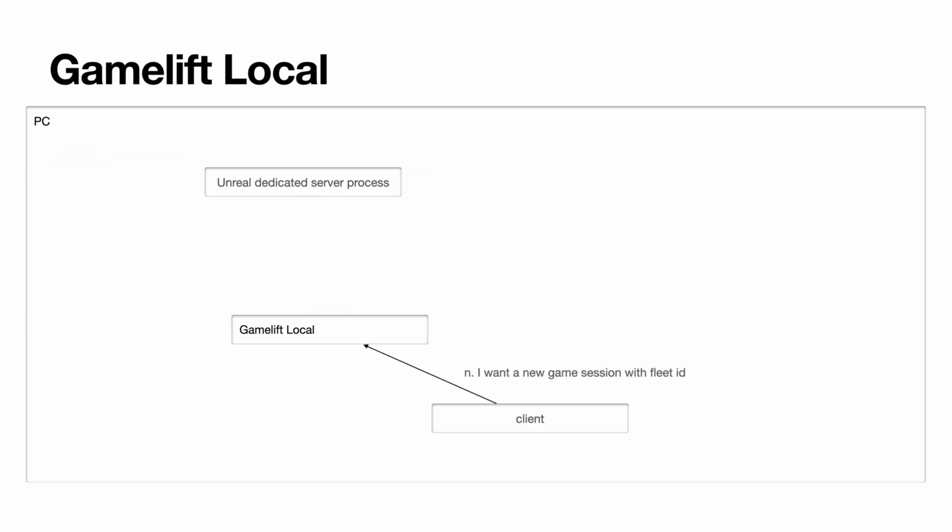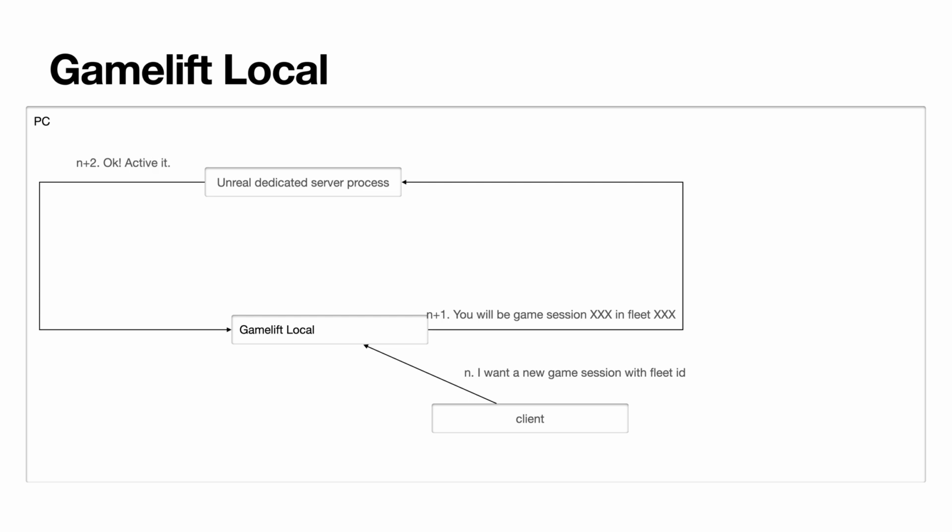When the client wants to request a new game session, because we run the Unreal dedicated server process on our own computer, there is no fleet ID. We need to use a dummy fleet ID. Then GameLift Local will tell the Unreal dedicated server process its fleet ID and game session ID, and the Unreal dedicated server process will activate it. Both fleet ID and game session ID will be associated with the Unreal dedicated server process.